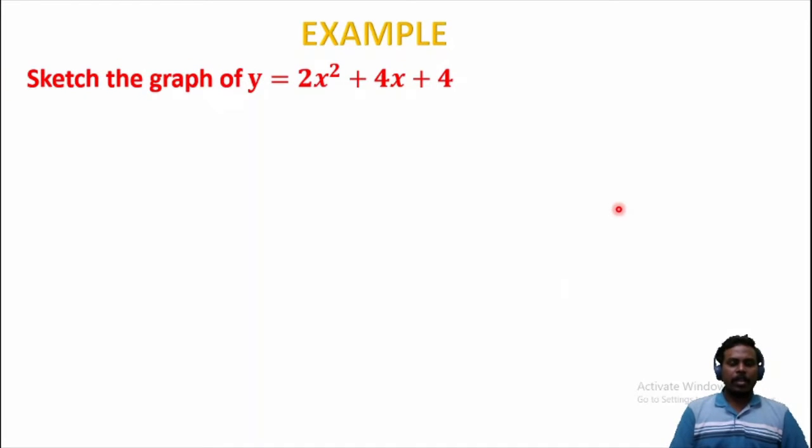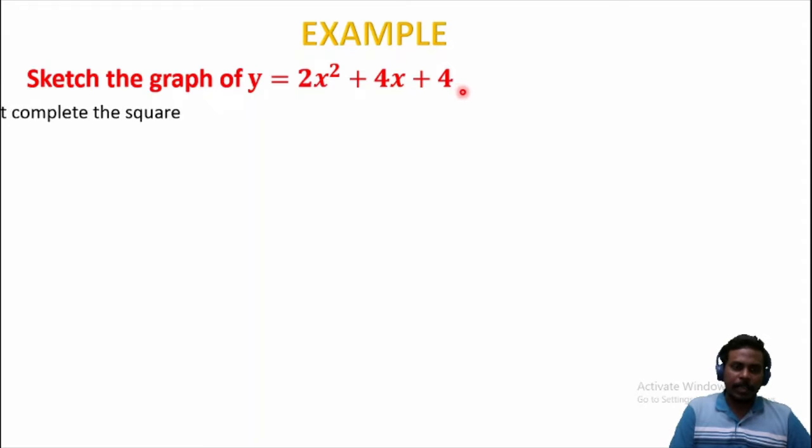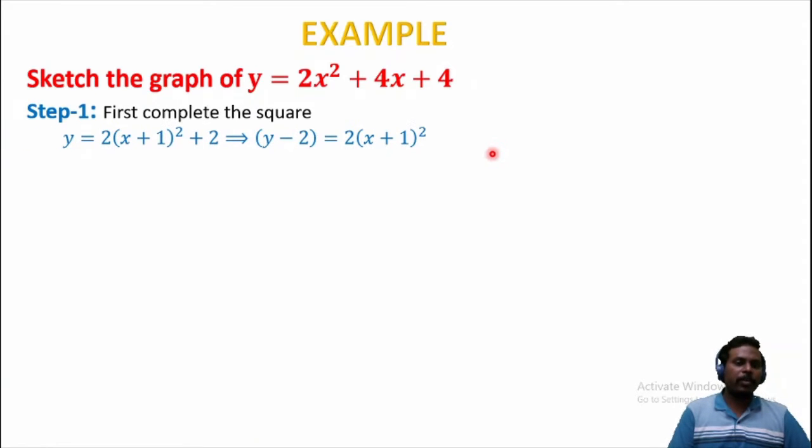Here is that example: sketch the graph of 2x square plus 4x plus 4. Again, we have to do the same steps. First, we have to complete the square. After completing the square, I am getting an expression of this form. Now if you observe it, there is a stretching. This indicates that in the place of a, you have got 2. 2 indicates a is greater than 1, so it must shrink actually. So three things happen here. The graph gets shrunk first.